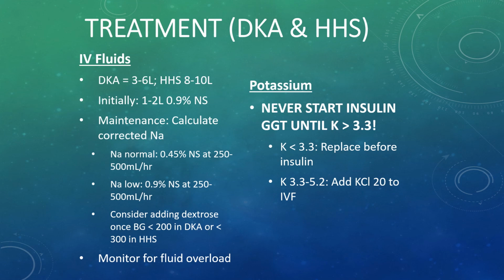So typically if the potassium is less than 3.3, you need to replace it before you give insulin. Whereas if it's above that, then you typically just add potassium to their IV fluids. If it's greater than 5.2, usually at that point you don't need to give any potassium in the IV fluid.